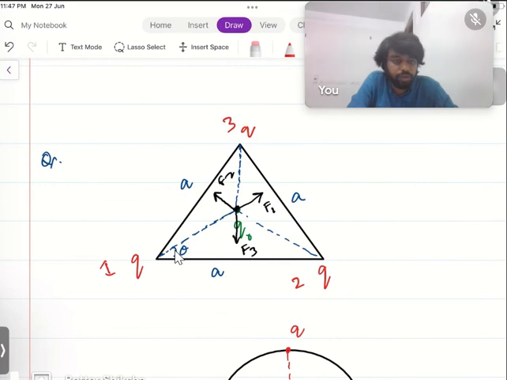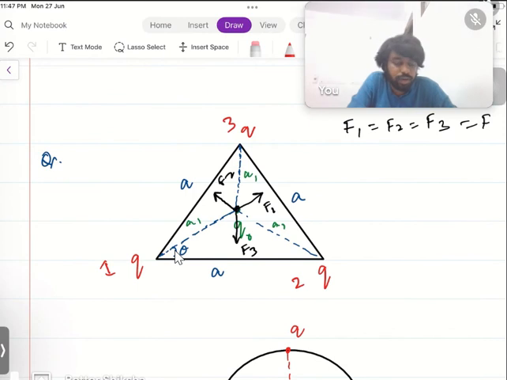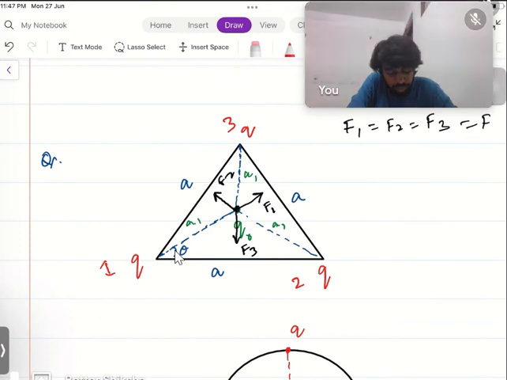This is the procedure. You can draw forces, and you can see here F1 is equal to F2 is equal to F3. That is F. Why? Because these distances are all the same. This distance, let's say A1, so this must be equal to A1, and this must be equal to A1, right? So F1 is equal to, and also the charge is the same, so K Q naught Q naught divided by A1 squared. You can say F1 is equal to F2 is equal to F3 is equal to F.